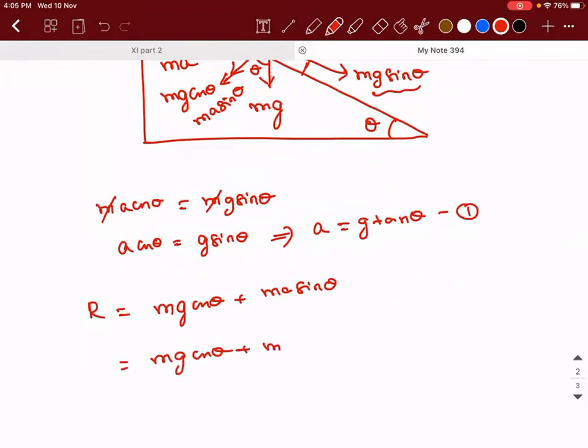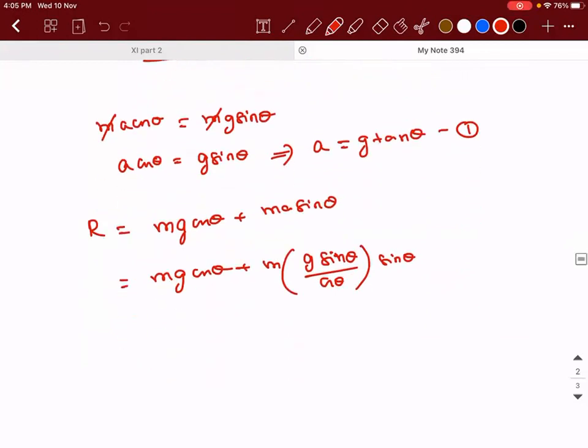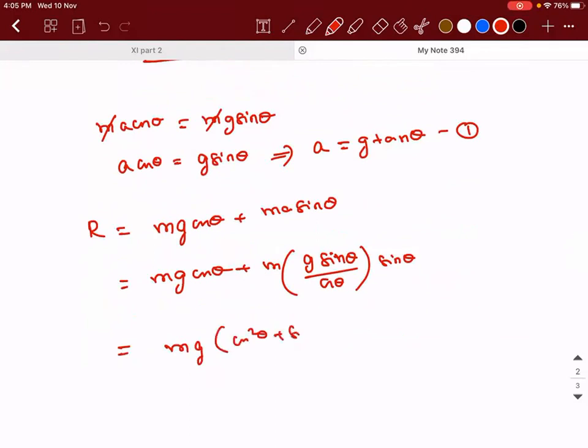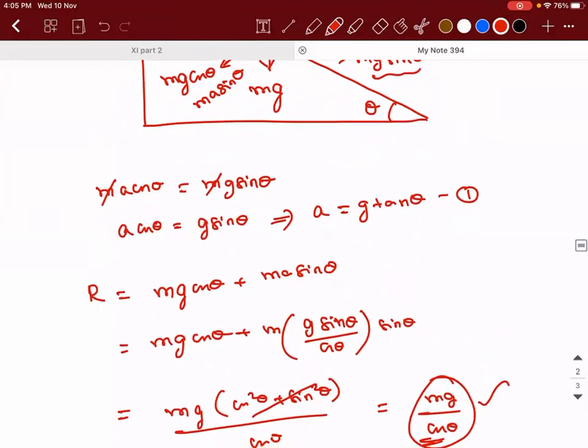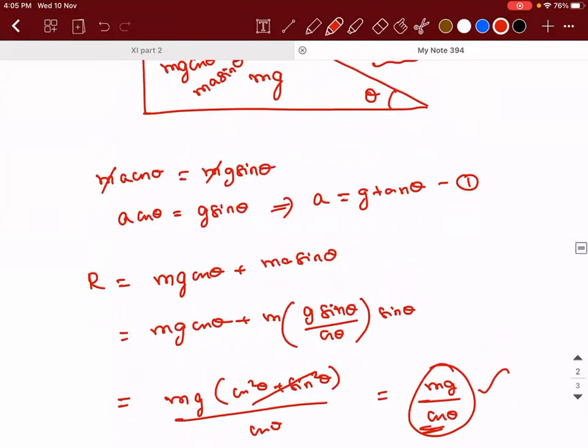mg cos theta plus m into, in the place of a, I can write it as g sin theta by cos theta, into sin theta. Right. So you take LCM and solve, you will get mg into cos square theta plus sin square theta, the whole divided by cos theta. This will get cancelled. Answer will be mg divided by cos theta. Okay. So guys, those who have solved it, fine. If you have not solved it, please make a note of this.